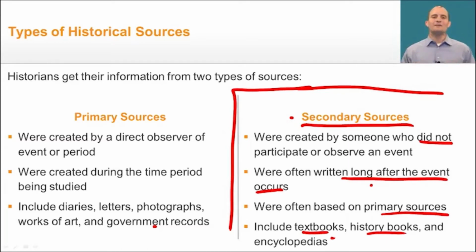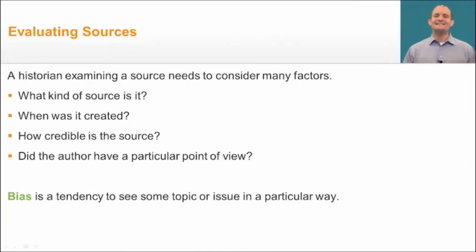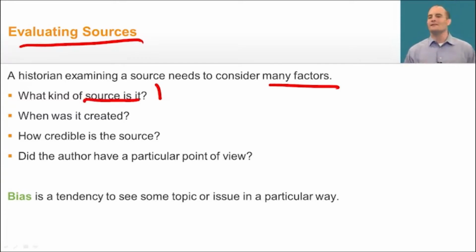So these are just the differences between primary sources and secondary sources, but you're going to be using both in your historical research. As a historian, you really need to be able to evaluate your sources. Historians examining a source need to focus on many different factors. First, they need to know what kind of source it is. Is it a primary source? Is it a secondary source? Secondly, they need to know when it was created. Was it written down very close to the event, or was it written down years or decades after it?